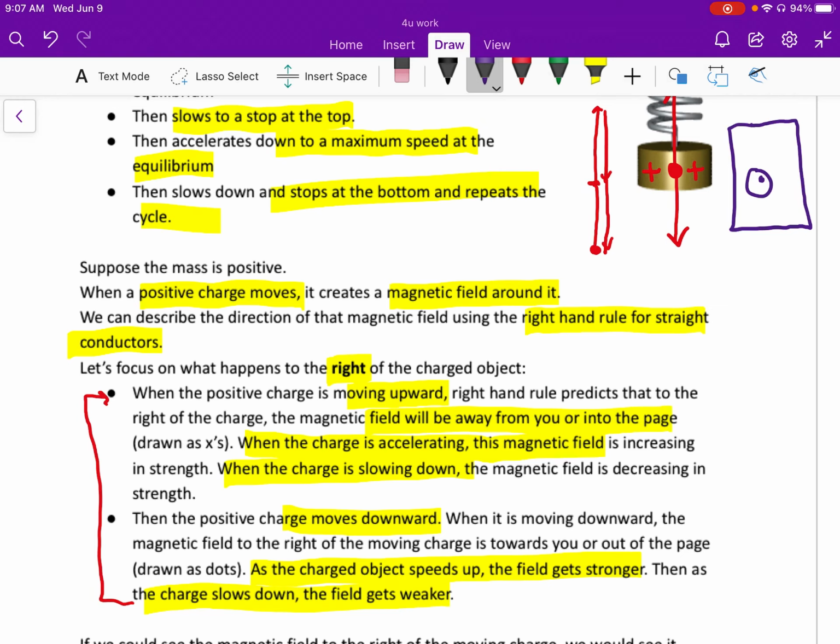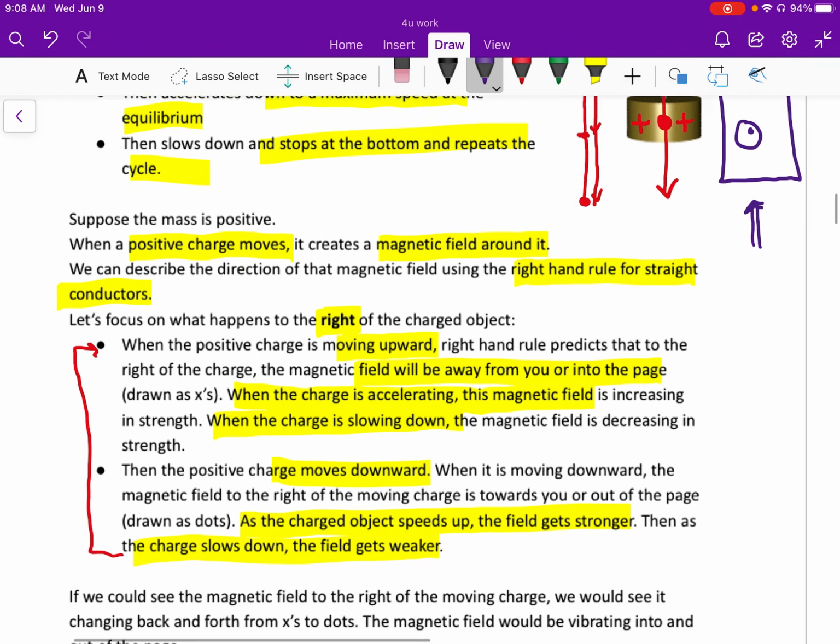So basically, this is a little bit weird, but at this spot right here, if we could see magnetic fields, the magnetic field would be kind of following a sine curve as well, going from X's to big X's to small X's to small dots to big dots to small dots. So it would be cycling through all these magnetic field values, just a smooth transition from small X to big X to small dot to big dot to small dot. It would just be cycling through all those, kind of like a vibration, kind of like the mass is wobbling up and down. We've got a magnetic field wobbling. It just happens to be wobbling as dots and X's.